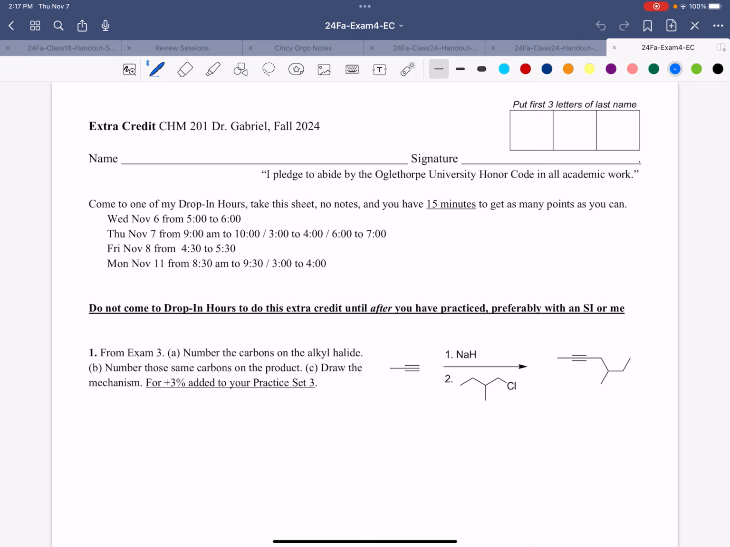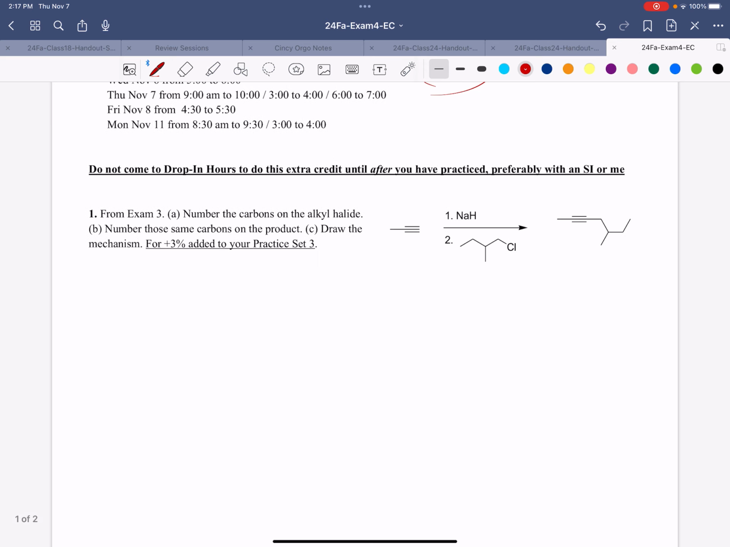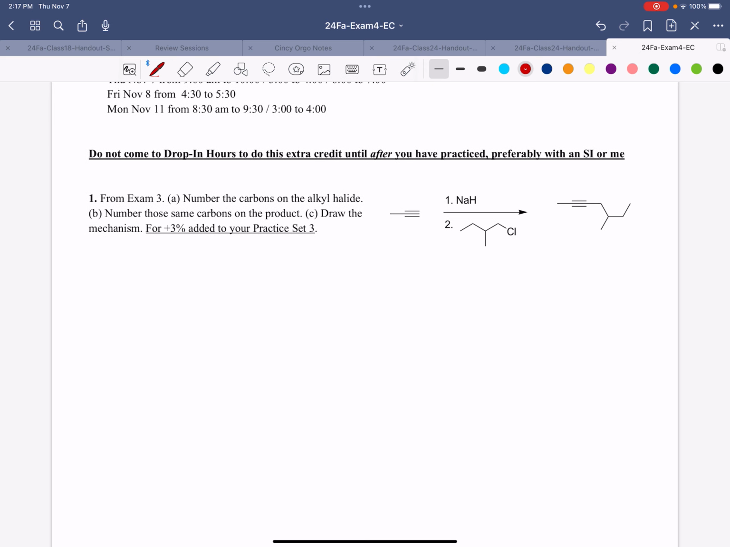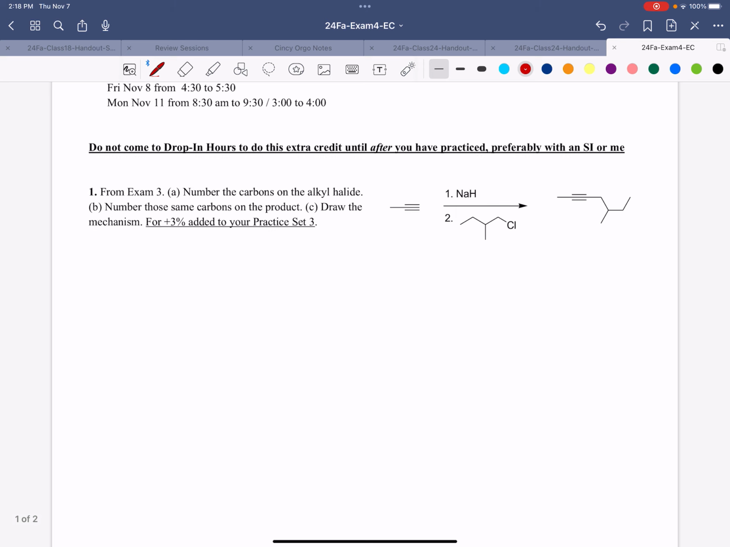Hello, I want to make sure that you can do this worksheet in 15 minutes or less, because that's how much time you'll be given. It says no notes. Hopefully you've practiced these before coming to see me to earn these extra credit points. Number 1 from exam 3, A, number the carbons on the alkyl halide.